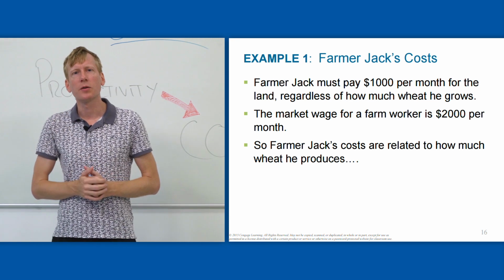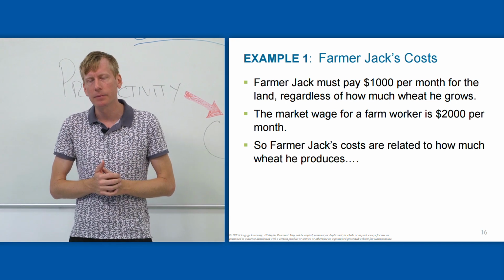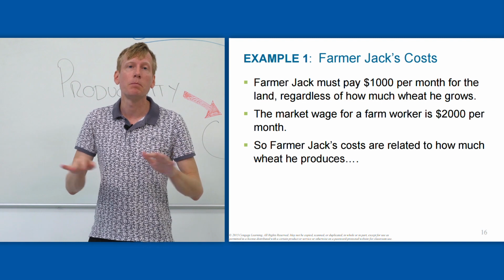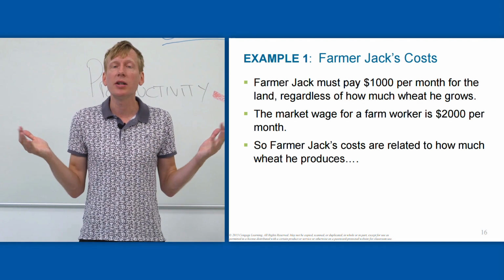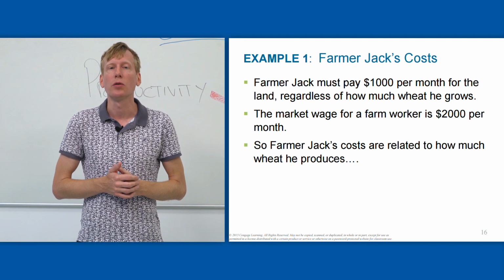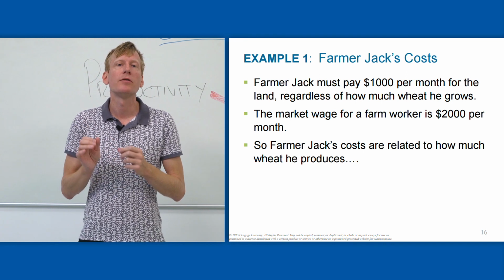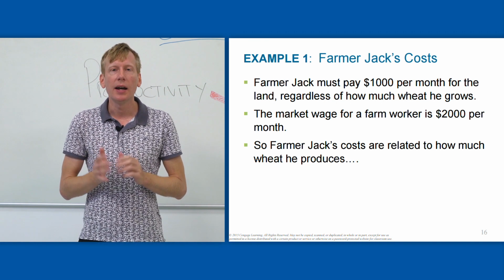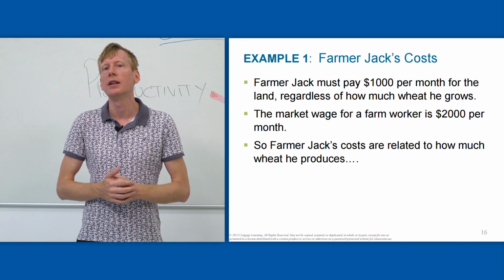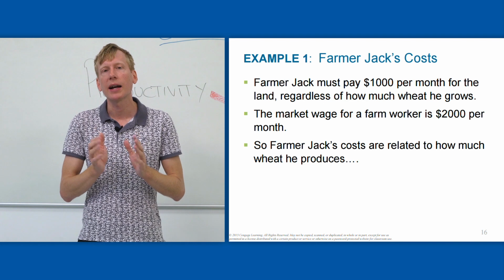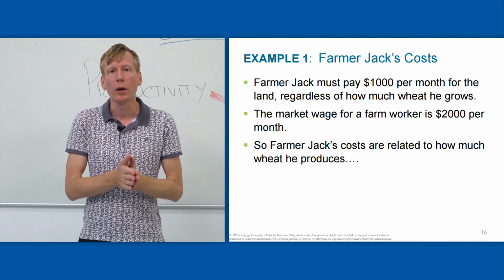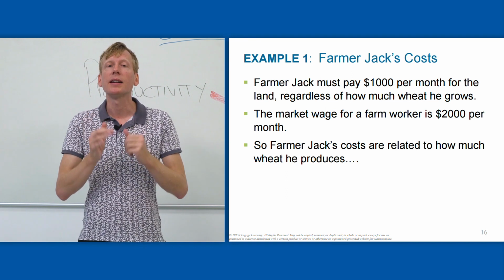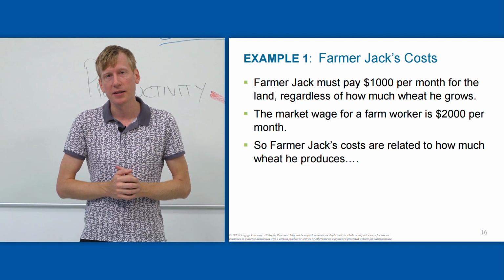Now, the other part of his total cost of production comes from the wages that he has to pay. We assume that the wage he has to pay a farm worker is determined by some big competitive labor market over which he has very little control. He's a price taker, as one of many, many demanders of labor. So the wage that he has to pay is 2,000, and he has to pay that wage to each and every worker that he might hire. Now, Farmer Jack has to make the decision about whether to hire one worker, or two, or three, or four, or five, based on an assumption of a 2,000 cost.